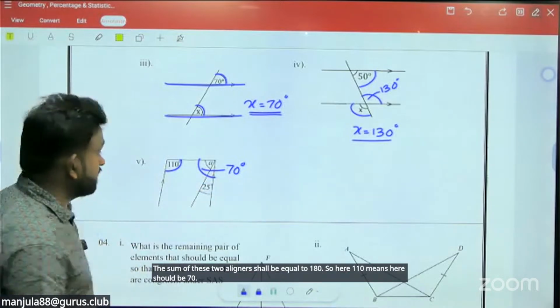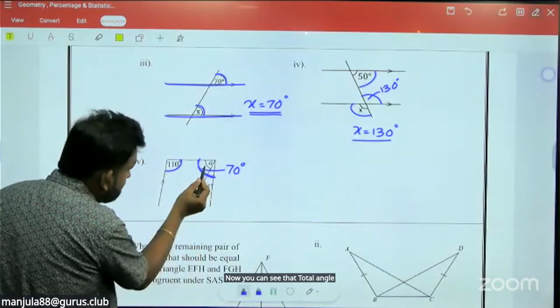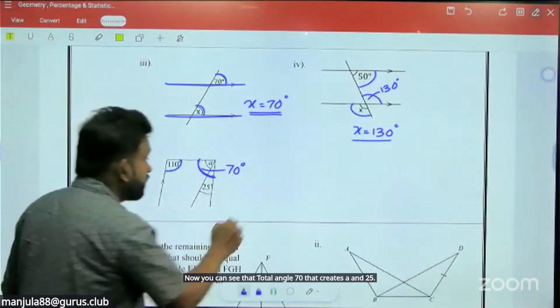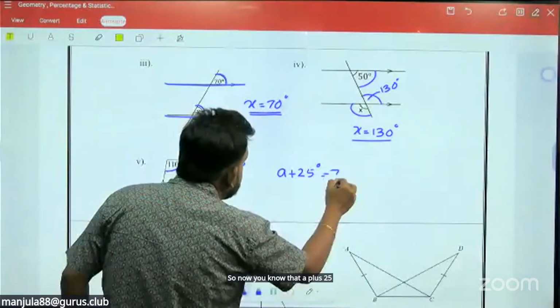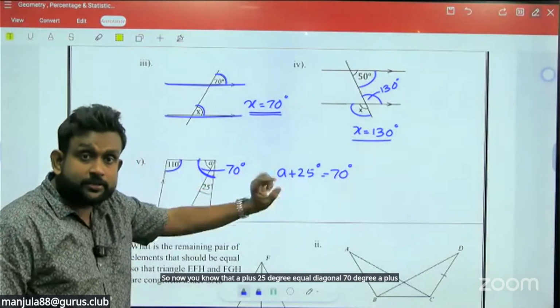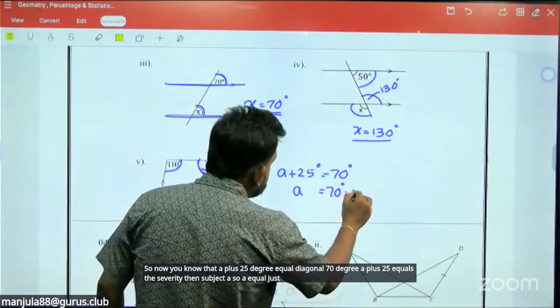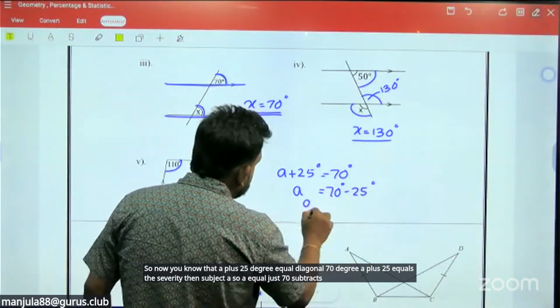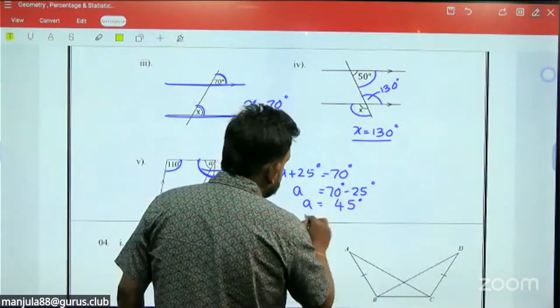Now you can see that the total angle 70 is made up of A and 25. So now you know that A plus 25 degrees equals the angle 70 degrees. A plus 25 equals 70. Then, making A the subject, A equals 70 subtract 25. So that gives you 45 degrees. 45 degrees.